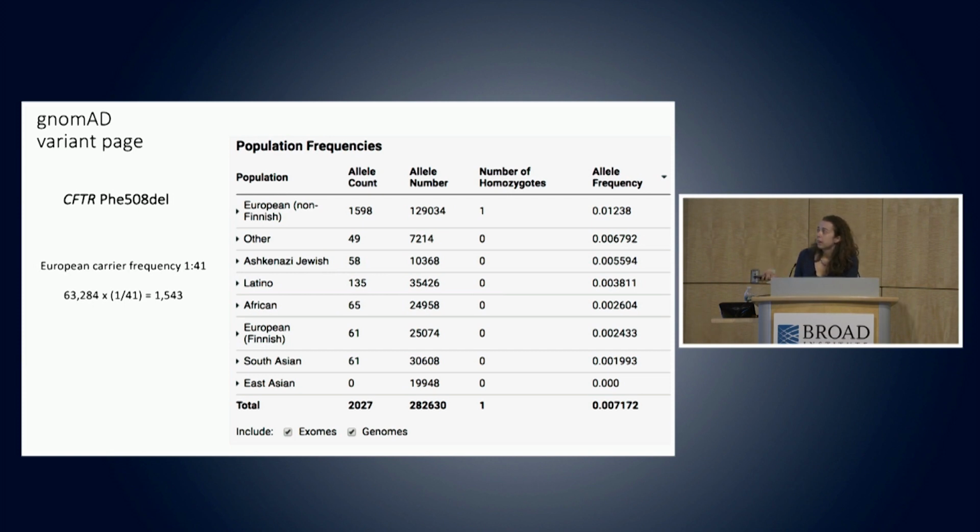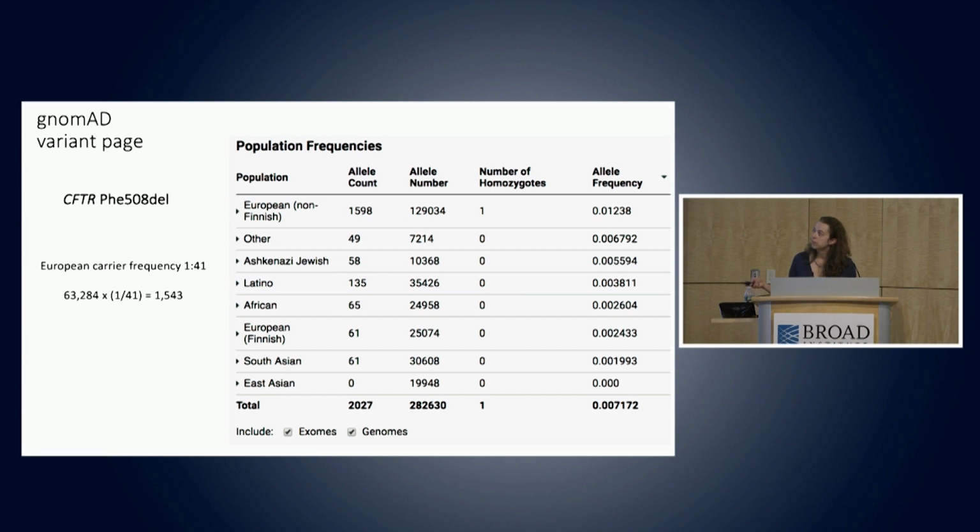So I actually wanted to know how good this was as a carrier frequency database, like how representative of the general population is this? So we know the European carrier frequency of this variant is 1 in 41, which we just know because many people get carrier screening for this. And it does vary by ancestry, but in Europeans it's 1 in 41. For this specific variant, it's higher for all of cystic fibrosis.